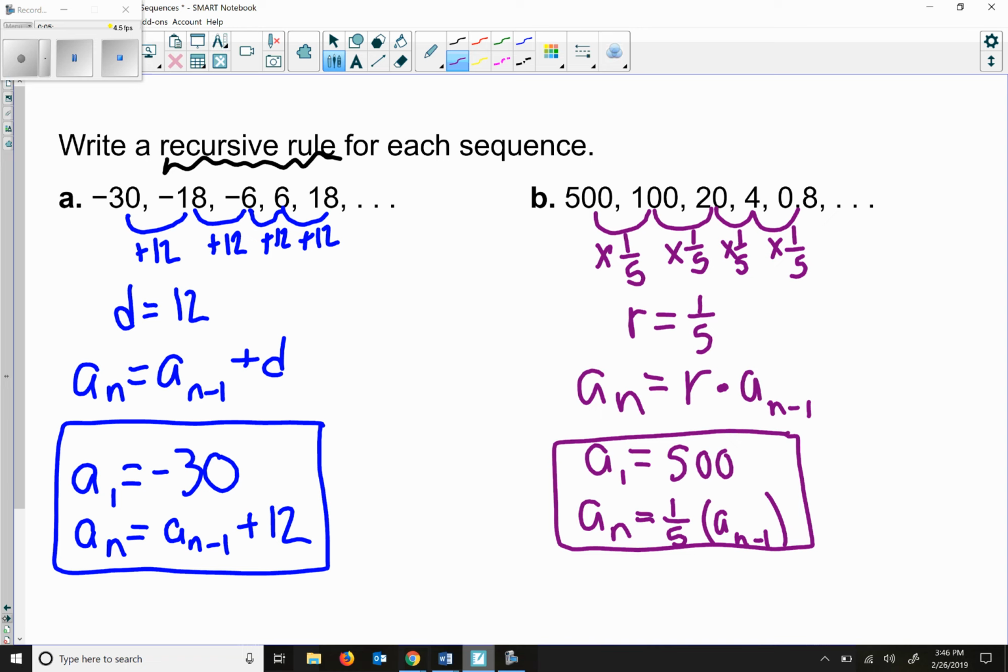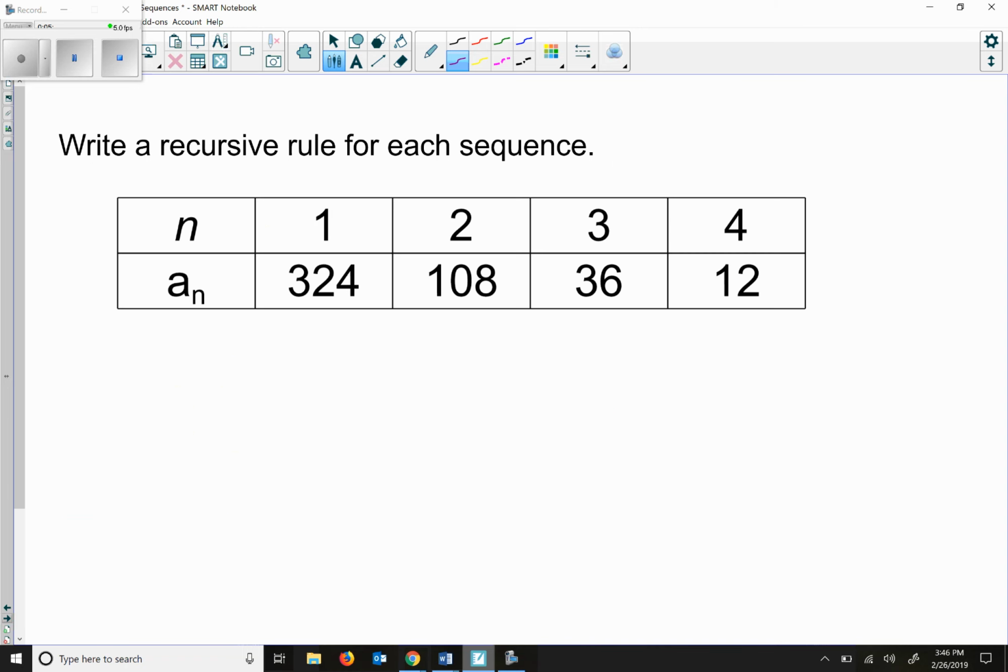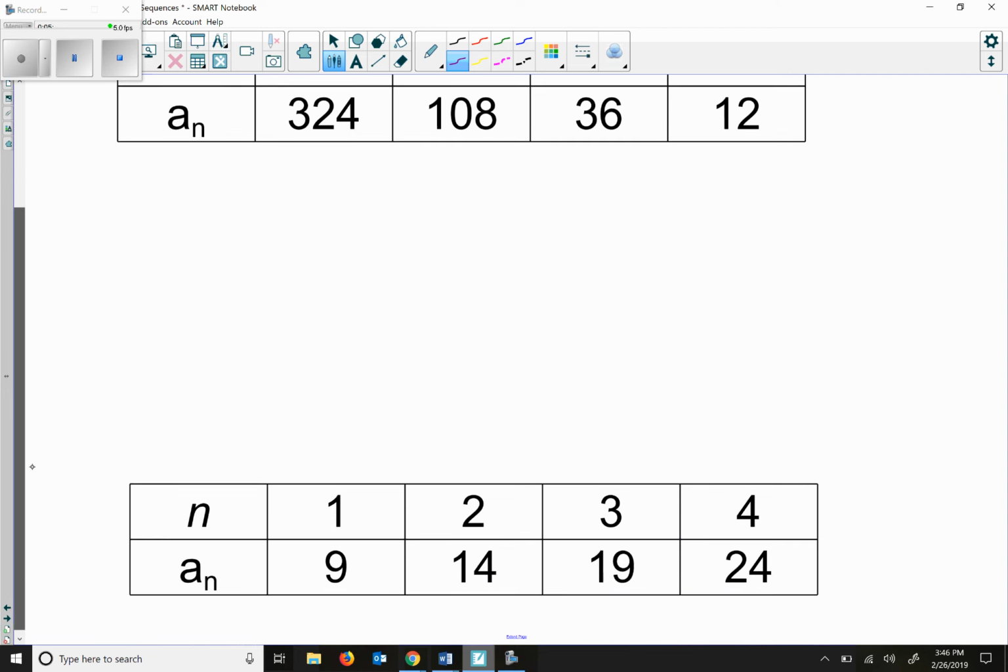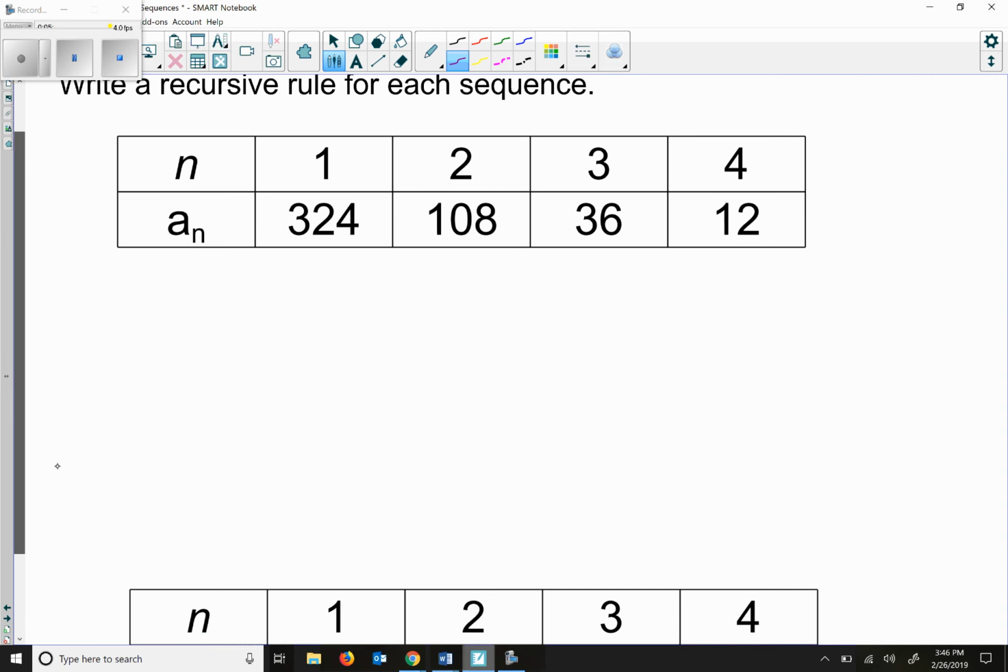So now I encourage you guys to take a look at the next two. Realistically, these are no different. They're just set up as tables instead of a basic sequence where you just have one term after another. So really no difference here. Take a second, see if you can come up with your recursive rule. I'm going to pause my video here and show my work, and hopefully we come up with the same thing. So take a pause and let's try this one.